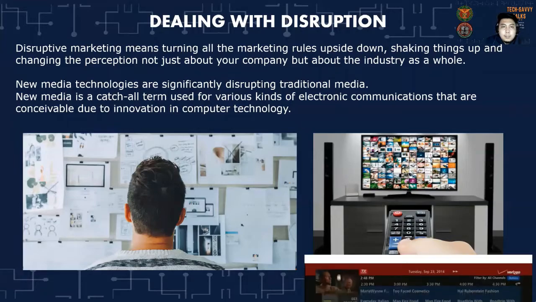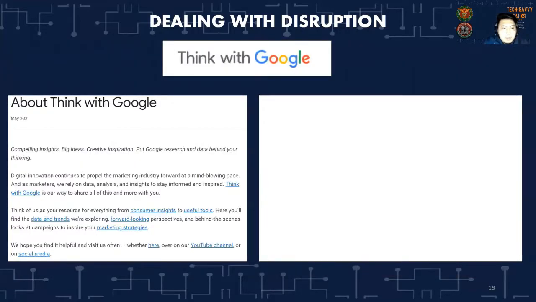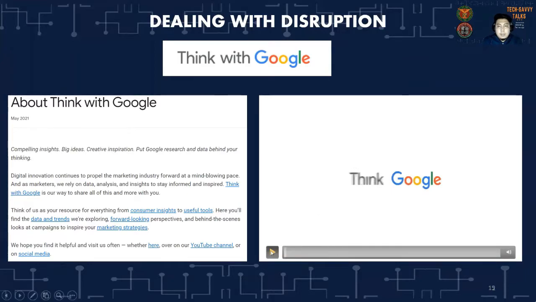platform na one-stop shop na ito. So, Think with Google, parang one-stop shop siya for understanding industry trends, consumer behavior, marketing insights, and helps marketing using Google Analytics. So, panoorin natin. Ano nga ba si Google Think?